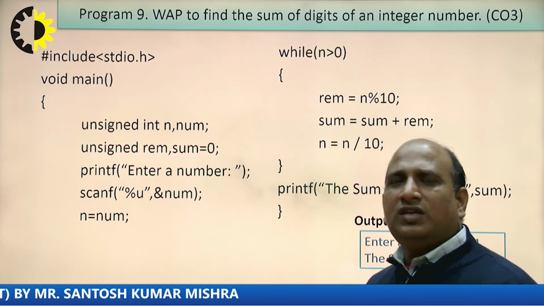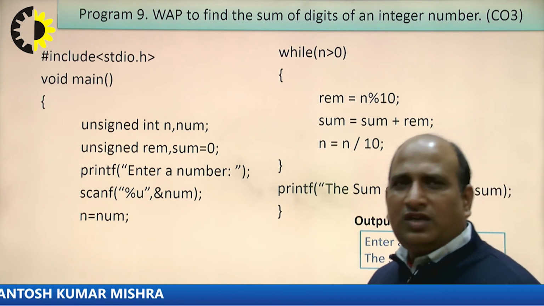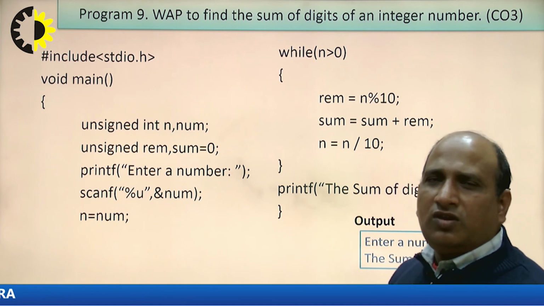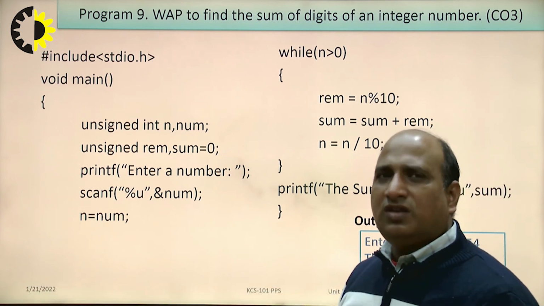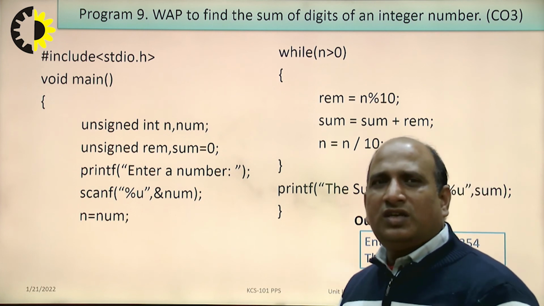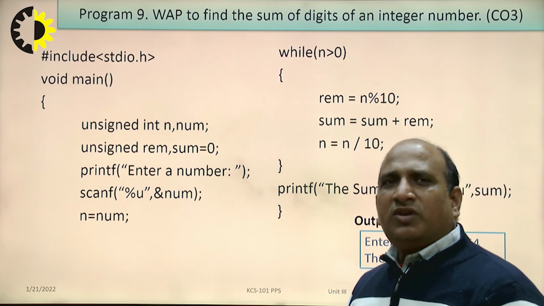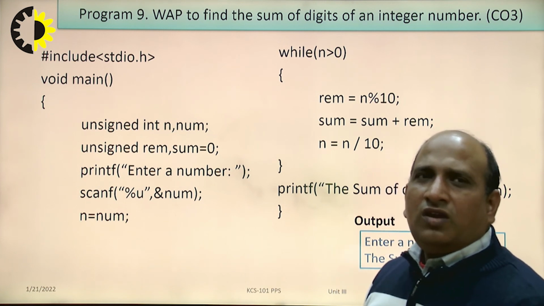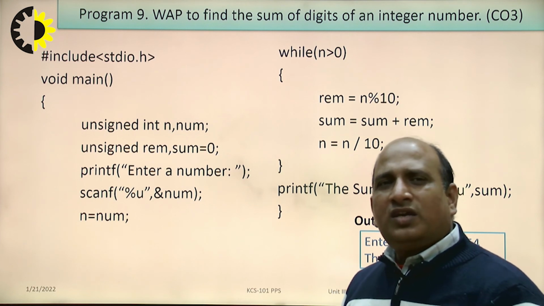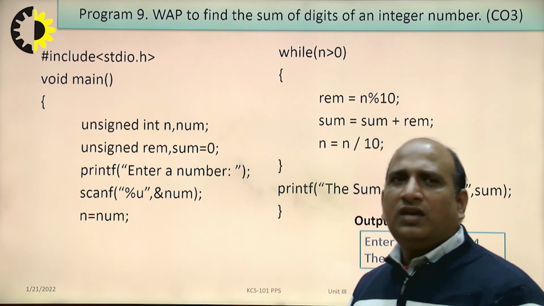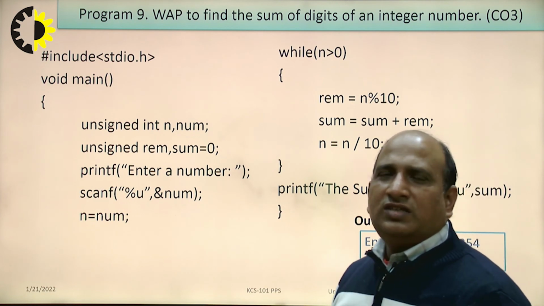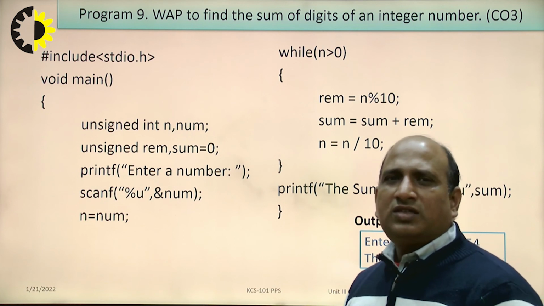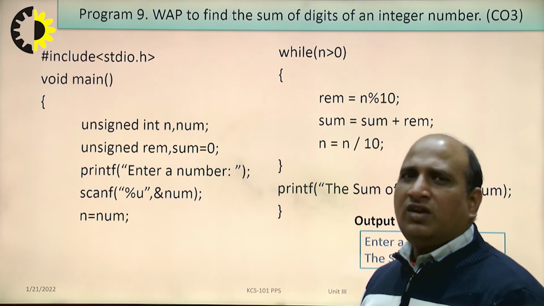Control comes to the condition again, 2 is greater than 0, again true. Control comes to the loop body, remainder is evaluated, 2 modulus 10 gives 2 as the remainder, and this 2 is added to the sum. Sum is already 9, 9 plus 2 means 11, sum is now 11. Now n equals n by 10, 2 by 10 gives 0, and again the condition is tested: 0 is greater than 0 becomes false, control comes out of the loop, and the sum, already evaluated to 11, will be printed.